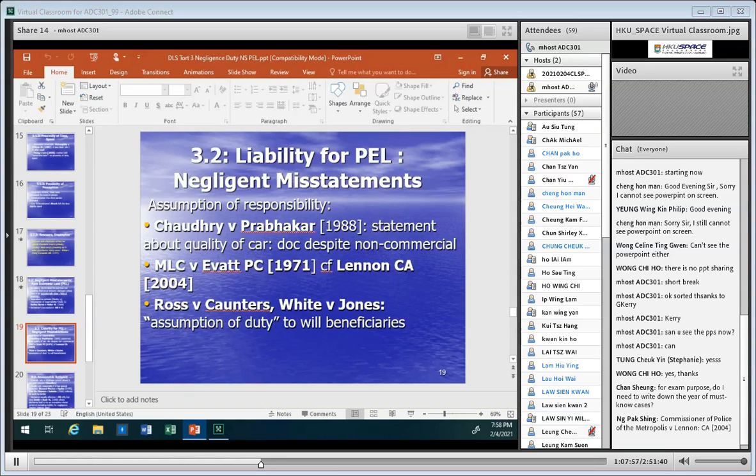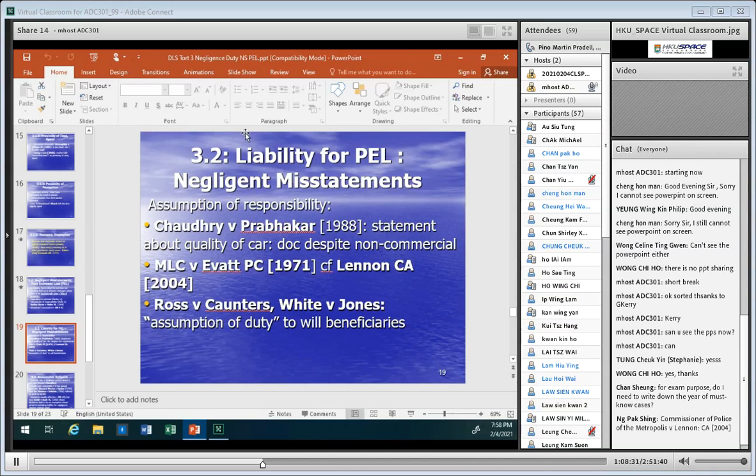But the solicitor was a bit slow in drafting the new will, and the testator died before the second will was made. And so the question in Ross v Caunters was, did the solicitor owe a duty of care to the daughters who were the beneficiaries under the will? And the court said yes. Okay. And similarly in White v Jones, which held similarly. Okay, so there's assumption of duty to beneficiaries.